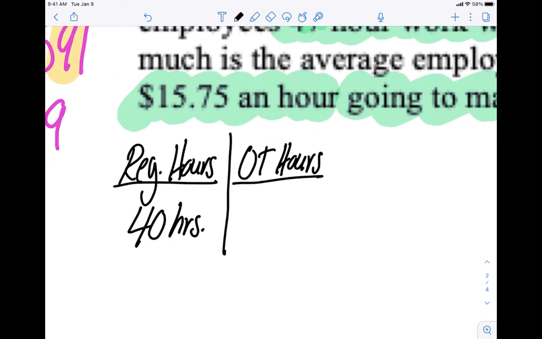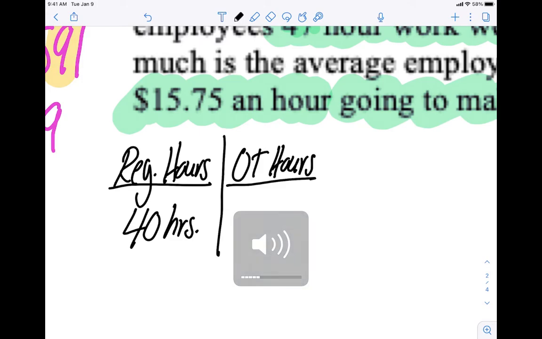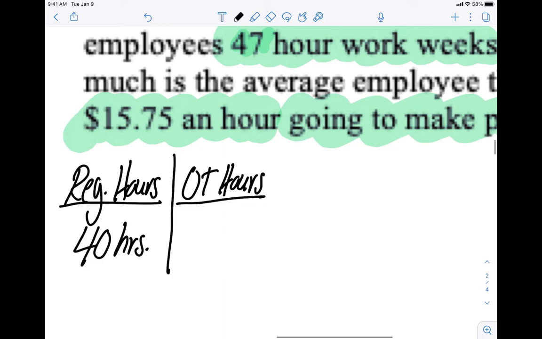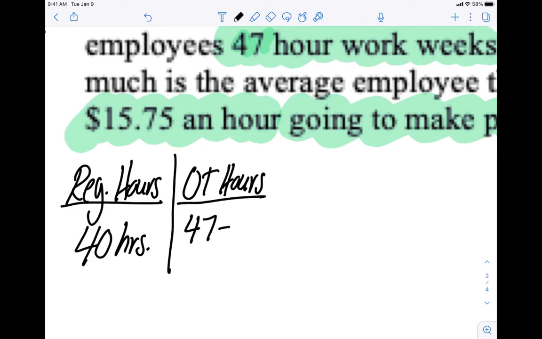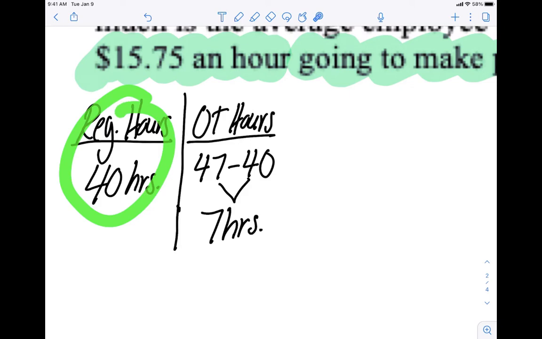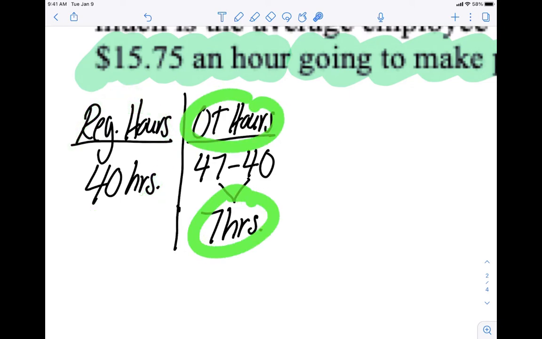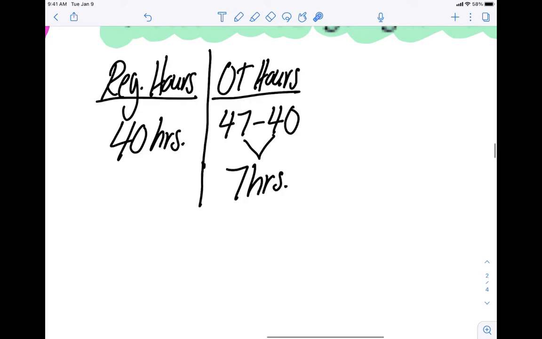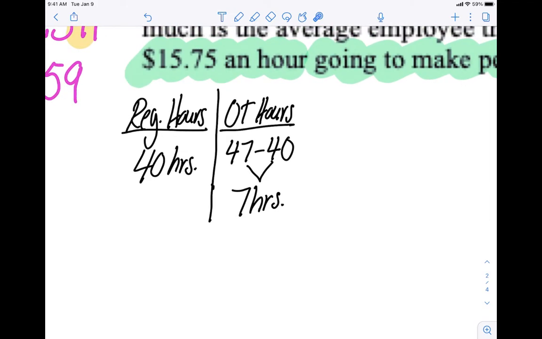That means how many hours are overtime? What you do is subtract the regular hours from the number of hours you're working, which is 47 minus 40, and that gives you 7 hours. This is the overtime hours. So this person worked 40 regular hours and 7 overtime hours. Next, we need to find regular wage and overtime wage.